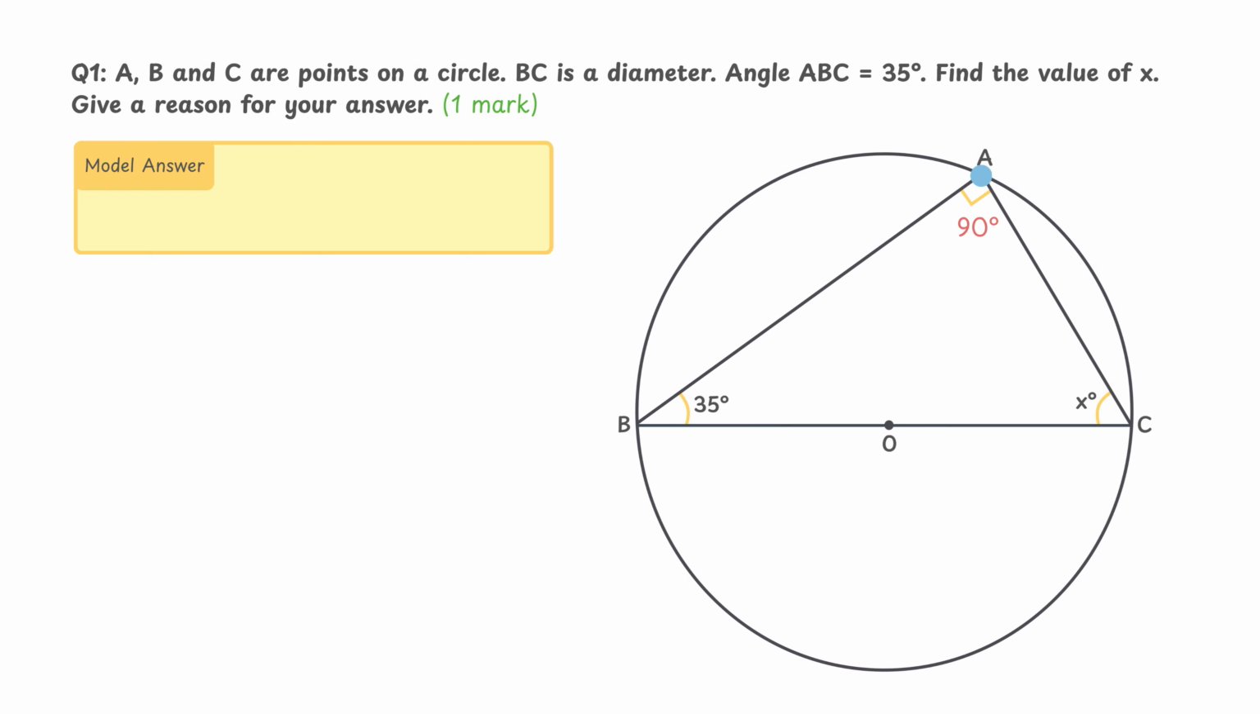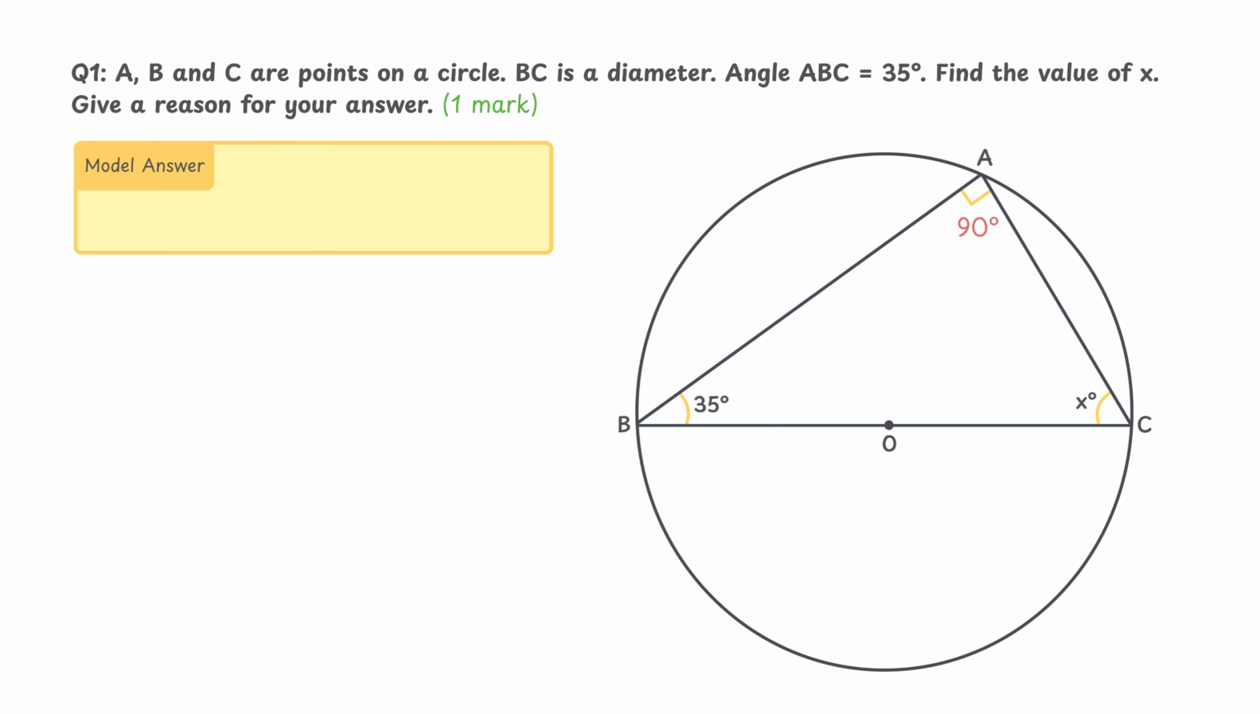Now look at point A. The angle at A is formed by lines AB and AC, and it sits opposite the diameter BC. So we can confidently say that angle BAC is 90 degrees. That is your first important step, and in an exam you must clearly state the reason.